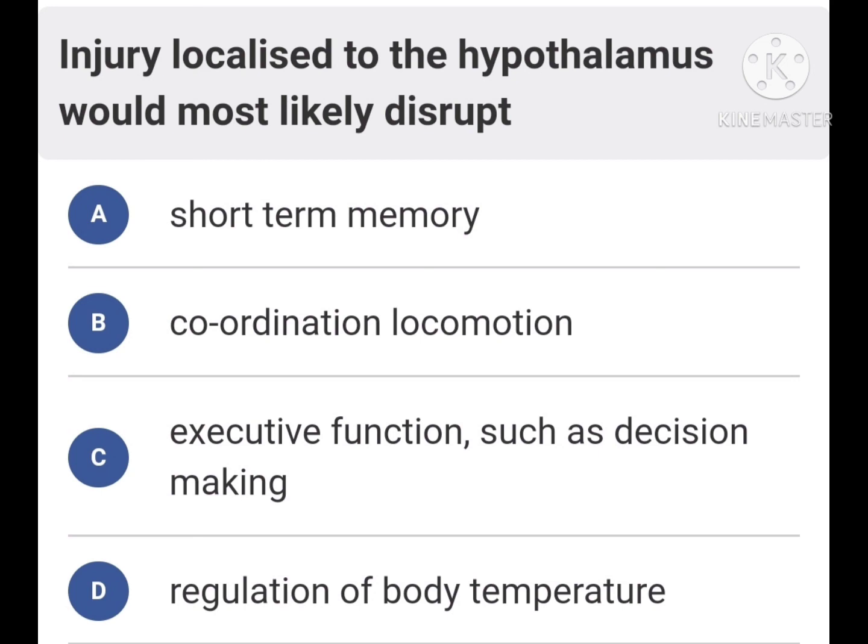Hypothalamus lies at the base of the thalamus. It provides anatomical connection between the nervous and endocrine system by its relationship to the pituitary gland. Hypothalamus is the thermoregulatory center. Hence, it is called the thermostat of the body. It keeps body temperature at roughly 37 degrees Celsius by means of a complex thermostat system. Any localized injury to hypothalamus will hence disrupt regulation of body temperature. So, the right option is D, regulation of body temperature.